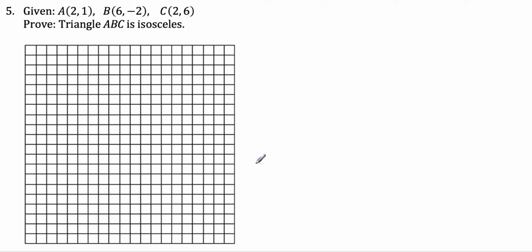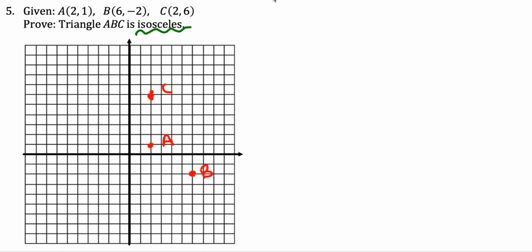Number 5. In this case, since we only see the word isosceles, that means we just have to do the distance formula. So let us try to plot this one first and see what we can do with it. That's A: 2 comma 1. B: 6 comma negative 2. And then C is 2 comma 6. All right, there we see.